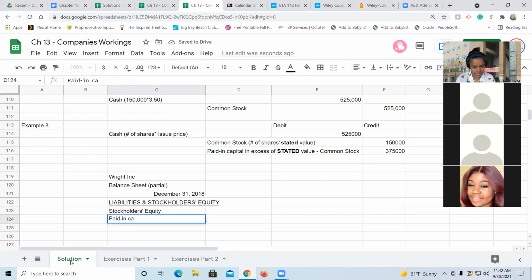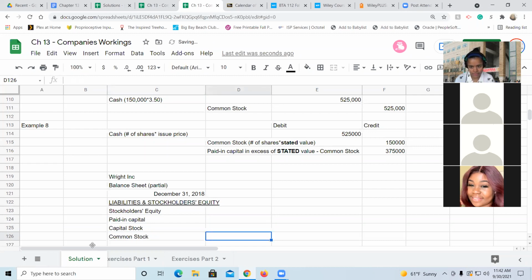Now to reiterate, we show first the paid in capital that the owners paid in from outside. Capital stock is the type of paid in capital here, which is common stock and preferred stock. The common stock number is coming straight from here. We're taking it off there.